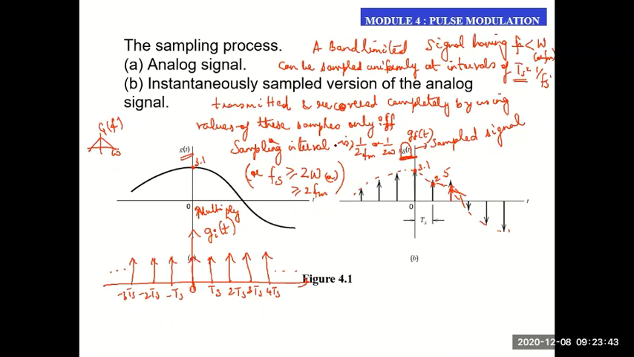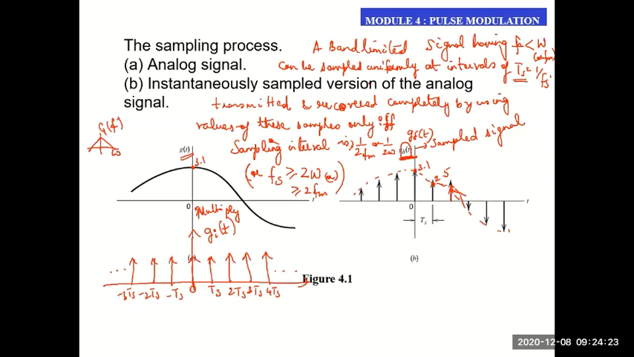Let's define the sampling theorem. According to the sampling theorem, a band-limited signal having no spectral components above fm or W, that is, its highest frequency component should be less than W or fm, fm if it is a single tone, can be sampled uniformly at intervals of Ts, which is also 1 by fs. Then it can be transmitted over the channel and recovered completely at the receiver by using the values of these samples.